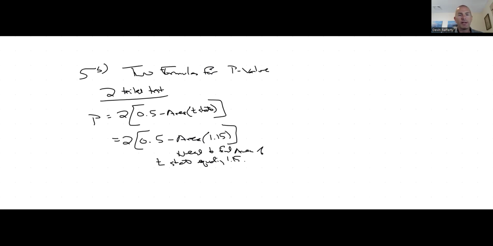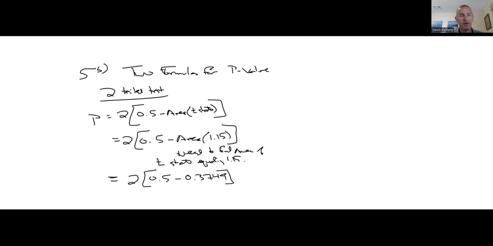We are then going to plug that into our equation. It equals 2 times 0.5 minus 0.3749. Where did I get this 0.3749 from? We had a test statistic of 1.15. I then went to the z distribution and looked up 1.15. That gave me an area of 0.3749.